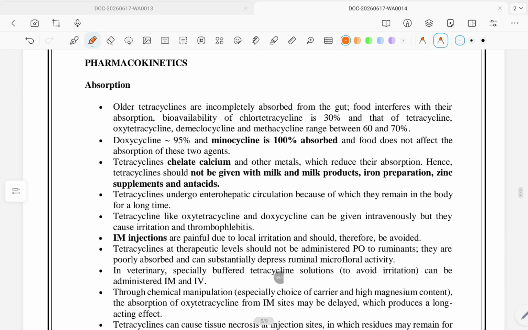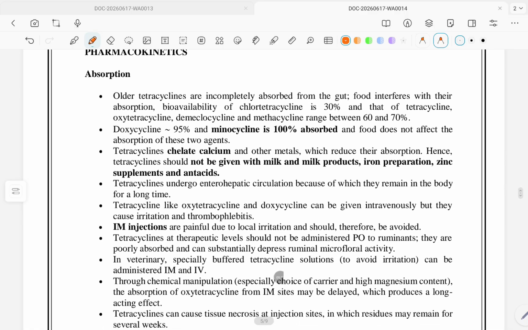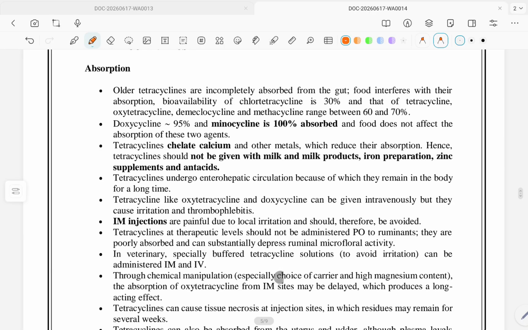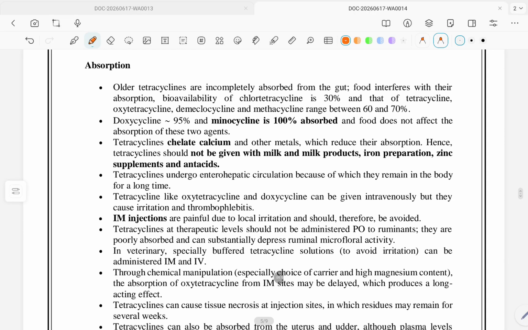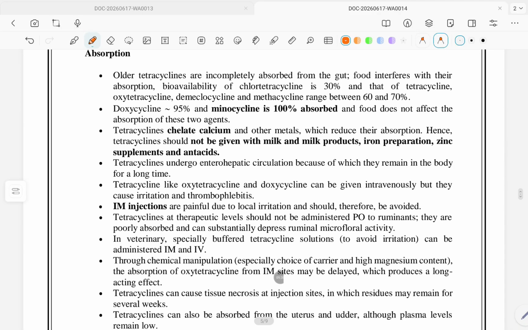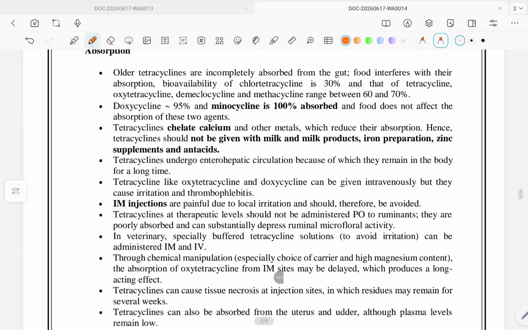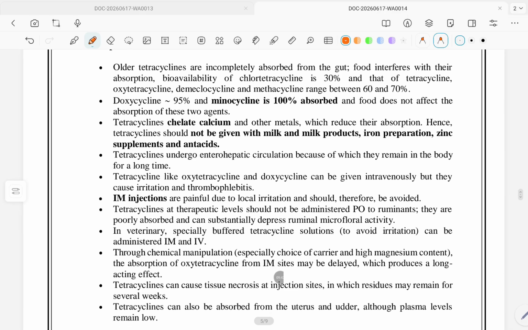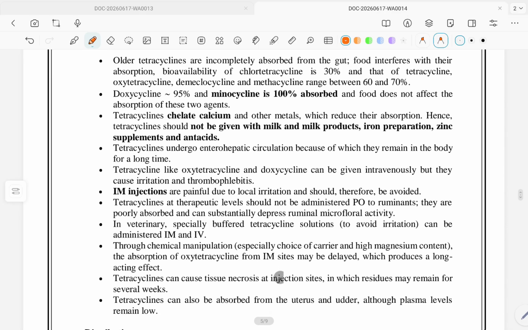Pharmacokinetics. Absorption. Older tetracyclines are incompletely absorbed from the gut. Food interferes with their absorption. Bioavailability of chlortetracycline is 30%, and that of tetracycline, oxytetracycline, demeclocycline, and methacycline ranges between 60 and 70%. Doxycycline is 95%, and minocycline is 100% absorbed, and food does not affect the absorption of these two agents.